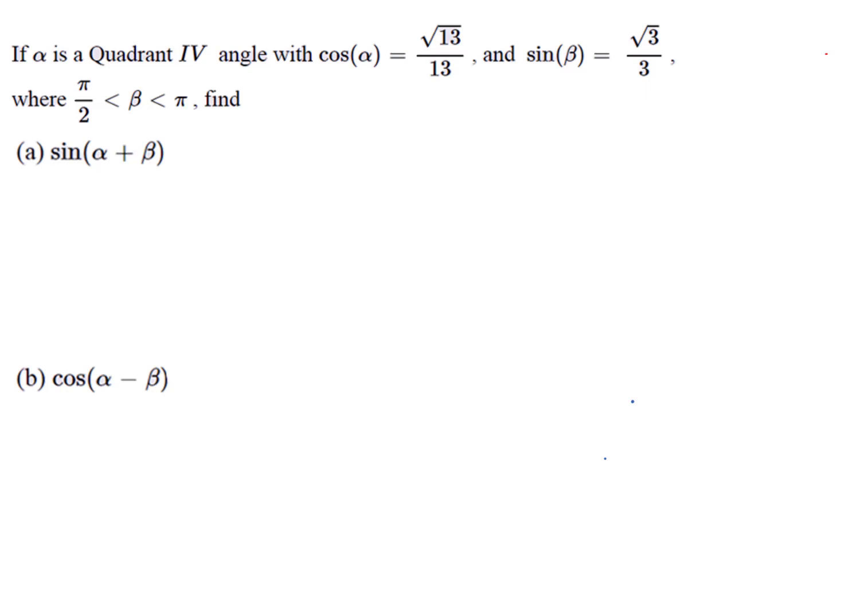If alpha is a quadrant 4 angle with cosine alpha equaling square root of 13 over 13 and sine beta equals square root of 3 over 3, where beta is between pi halves and pi, let's find the sine of alpha plus beta. Well, we have a formula for that. That equals the sine of the first angle cosine of the second. When the trig functions are opposite, the sign between them matches, so that's a plus. And then cosine of the first angle sine of the second.